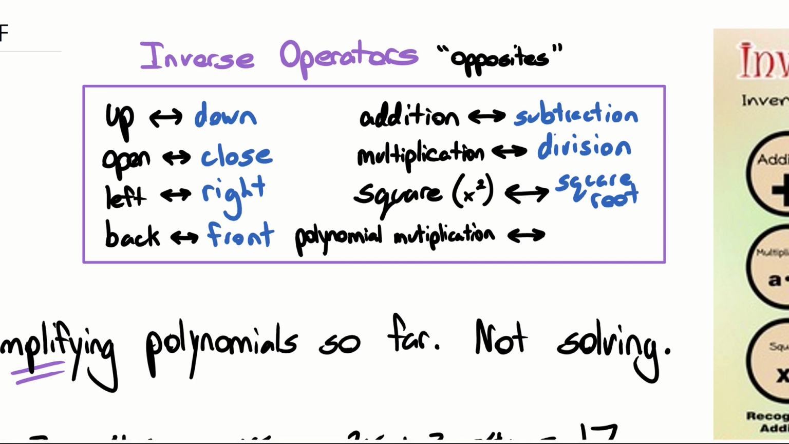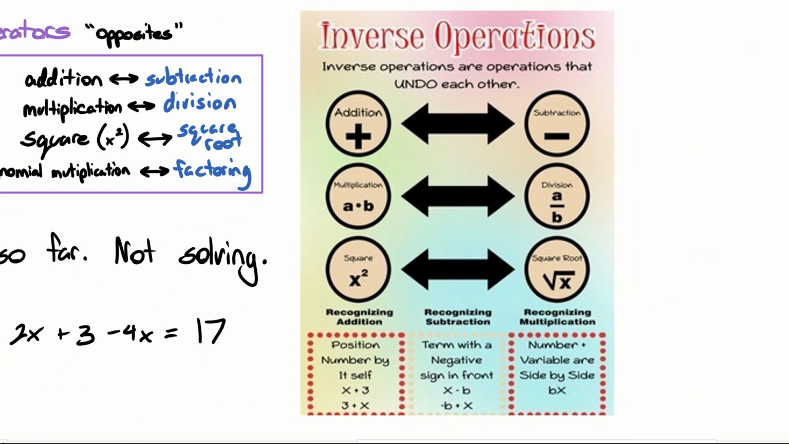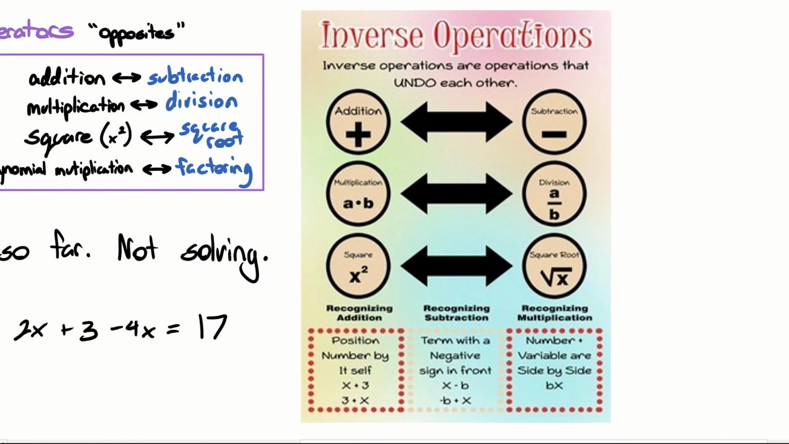Even polynomial multiplication. If you want to undo the polynomials that you just multiplied, in other words, let's take everything we've been learning and reverse it, that process is called factoring, and it's time to start learning that. And again, we've seen this graphic before, inverse operations.